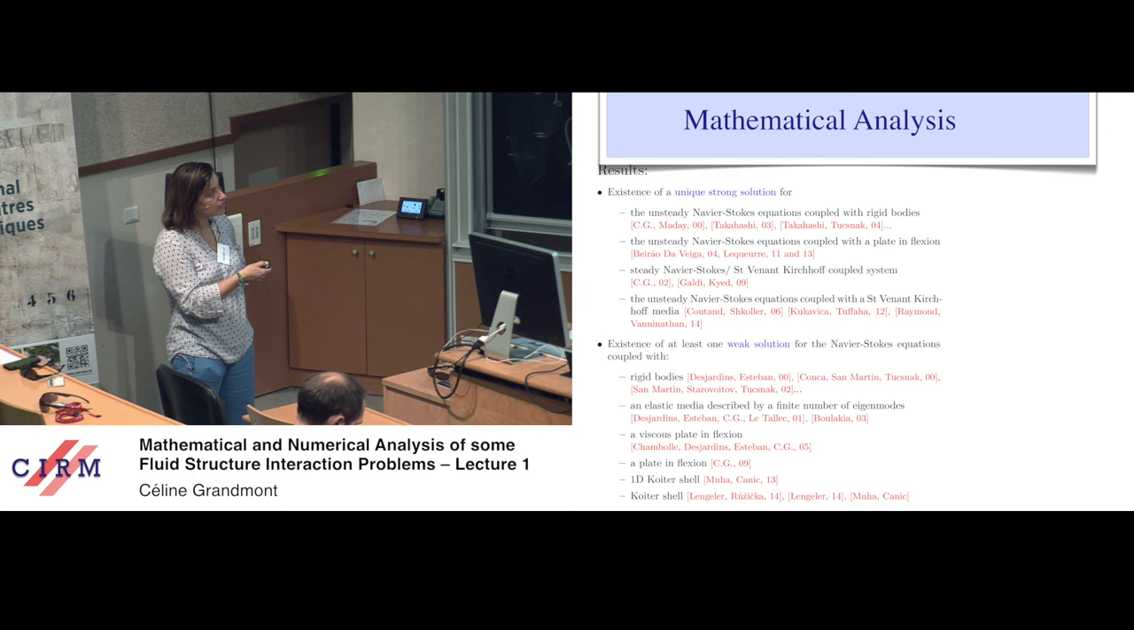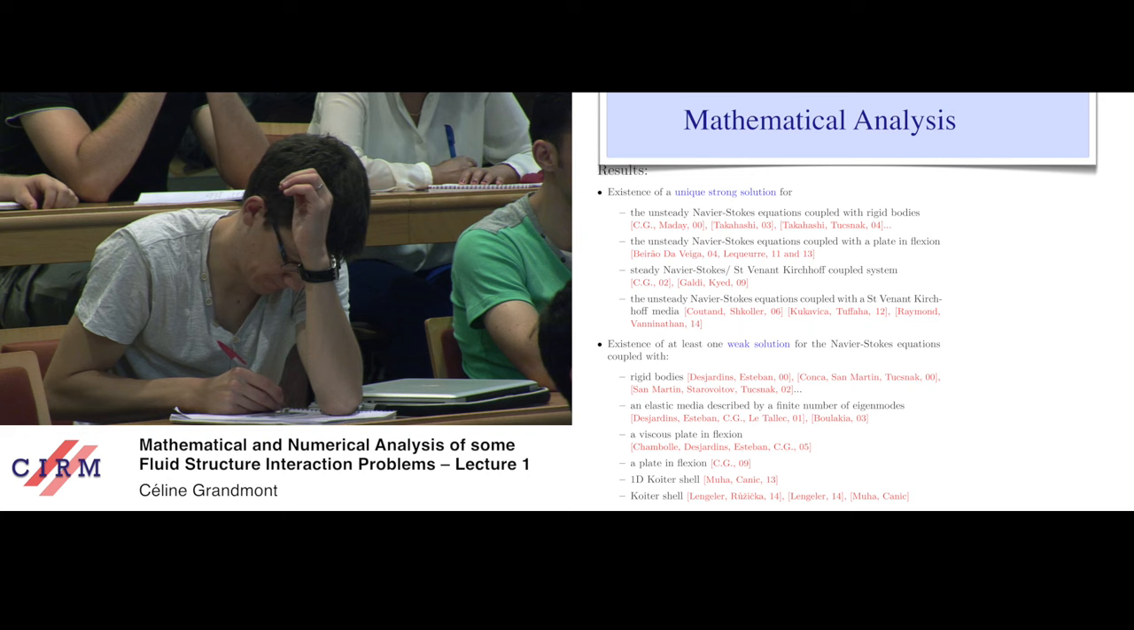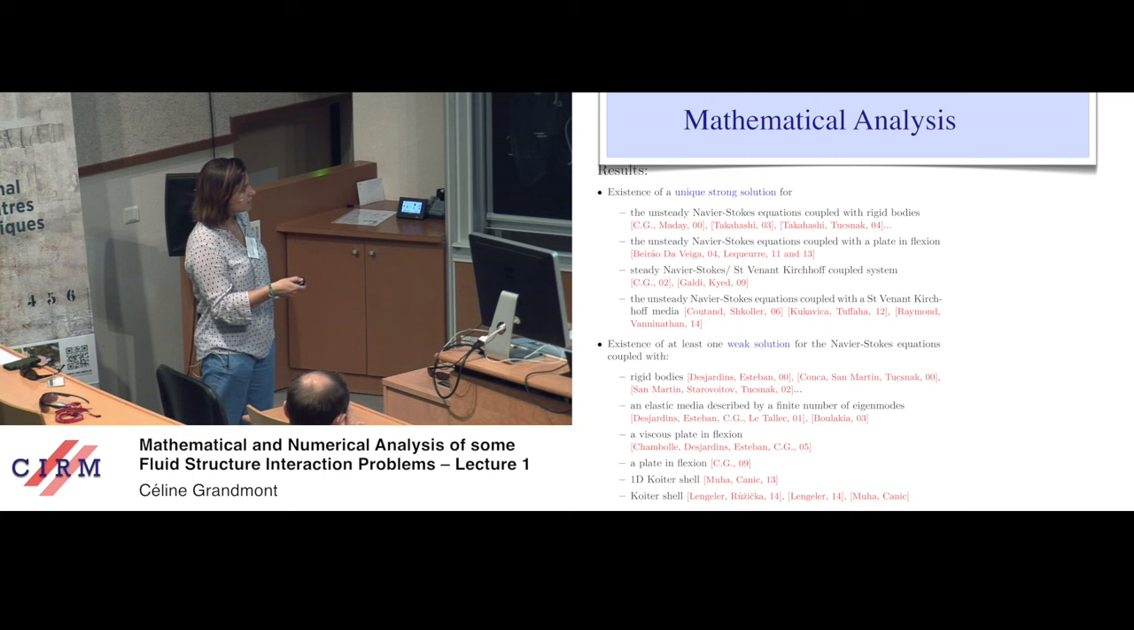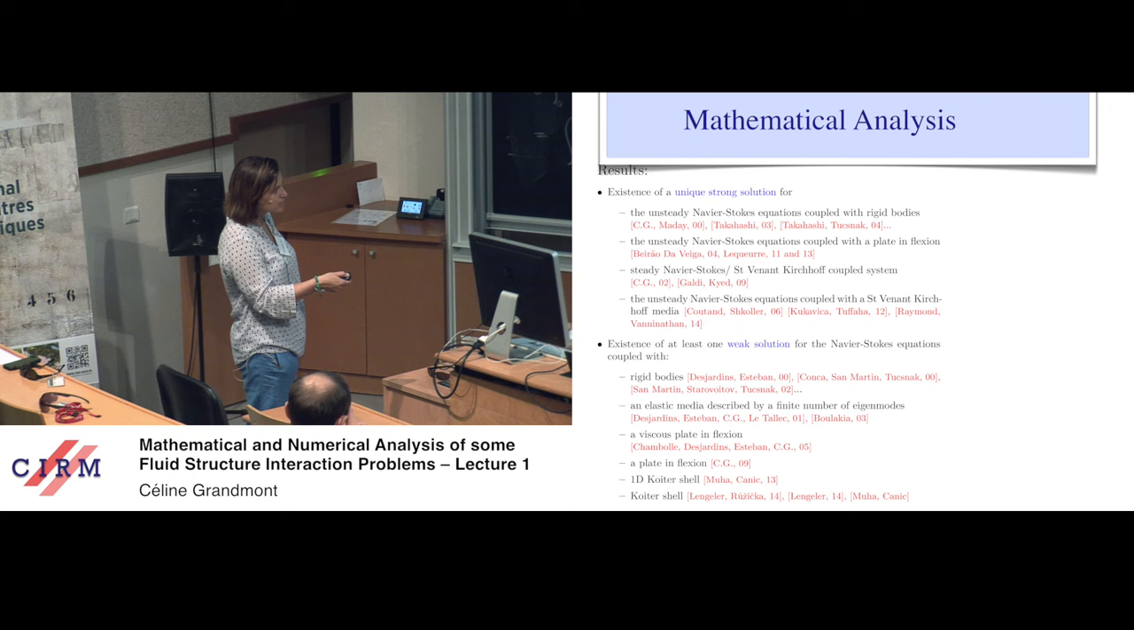And you have results for a plate in flexion with additional viscosity, without additional viscosity. And recently you had some results for Koiter shell. And even, the last one here, this submitted paper, I think it's for nonlinear Koiter shell. And one of those two is also for non-Newtonian flow coupled to a Koiter shell.